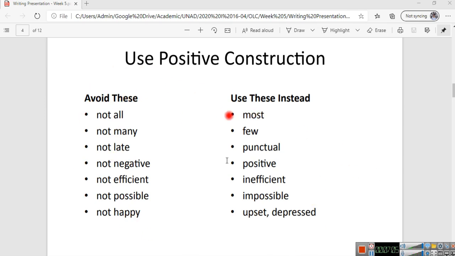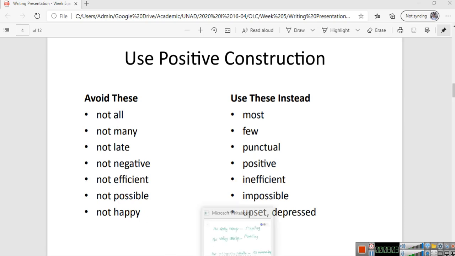The difference is they use the not. Yes, that could be. They use this instead as a prefix, como prefijo. Well, the first thing that we see is that the first list uses not. This list doesn't use not, you see? Not all, most. Not many, few. I'm not saying not in this list. So, when we do that, we call this a negative construction. And when we write, we shouldn't use negative constructions. We should use only positive construction. Not all is changed for most. For example, not possible, impossible, not happy, upset.